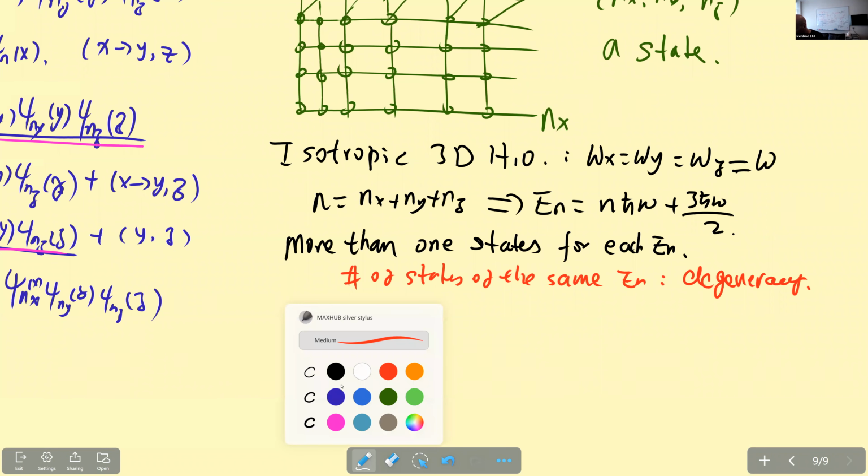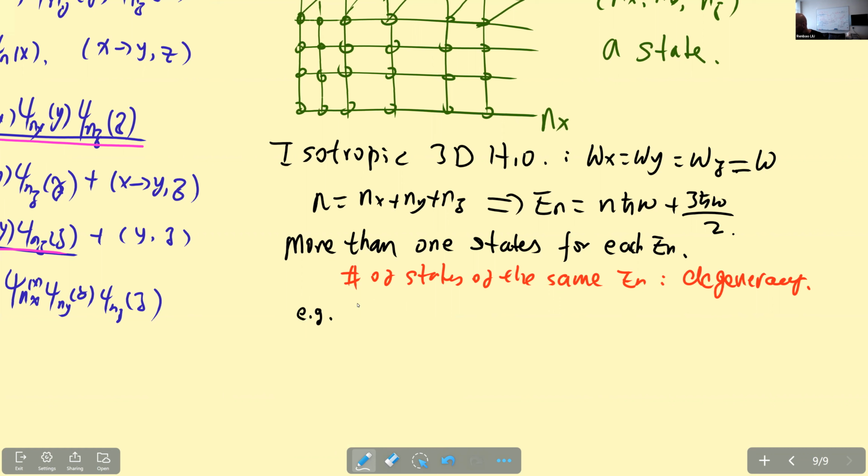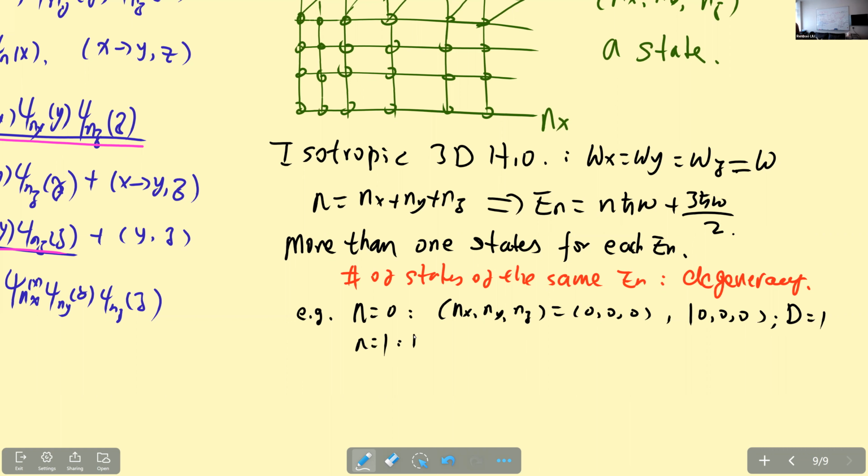For example, if N equals 0, n_x, n_y, and n_z have to be 0, 0, 0, right? So that means there's only one state, 0, 0, 0. The degeneracy equals 1. How about N equals 1? Then you can have 1, 0, 0; 0, 1, 0; 0, 0, 1. So there are 3 states. So the degeneracy equals 3.